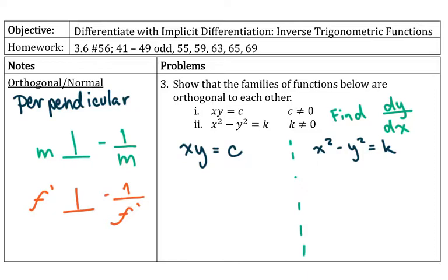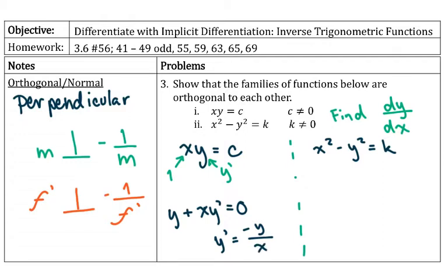So I'm going to start with this first family, which is the product rule. So x has the derivative of 1, y has the derivative of just y prime. So the derivative of this entire function would be y plus x y prime equals 0. If I solve for dy dx, since that's what we want to compare here, we subtract the y term over and then divide by x. So y prime is equal to negative y over x.